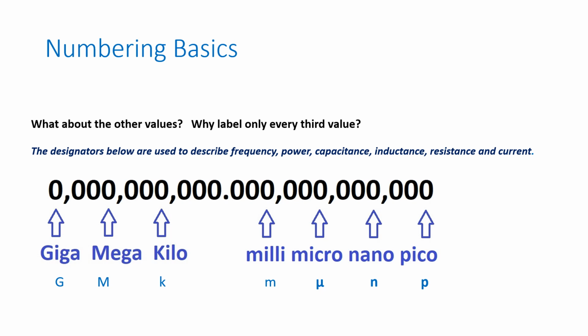These abbreviations are used when we measure frequency, power, capacitance, inductance, resistance, or current. They're also used for conductance and admittance, but we don't talk about those two factors in ham radio very often. They exist, but we really don't talk about them.